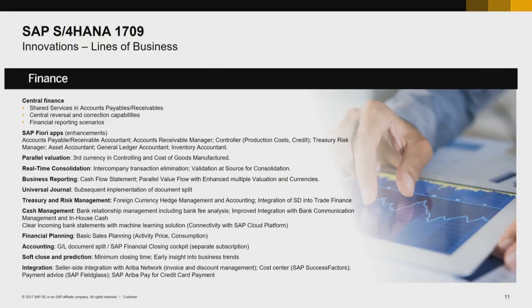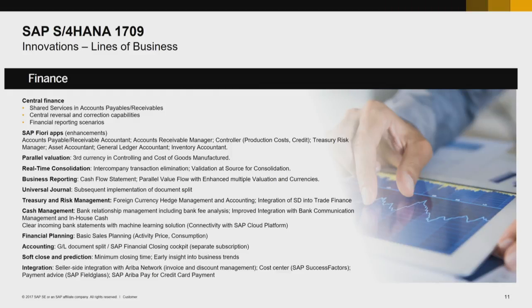Second, enhancement to the central finance concept. As you may know, with central finance, you can transition to SAP S/4HANA without disruption to your current financial system landscape, which can be made up of a combination of SAP and non-SAP systems, and of course different accounting approaches. This allows you to create a common reporting structure. With 1709, central finance is enhanced with capabilities like shared services in accounts payable, accounts receivable, reversal and correction capabilities, and some financial reporting scenarios.